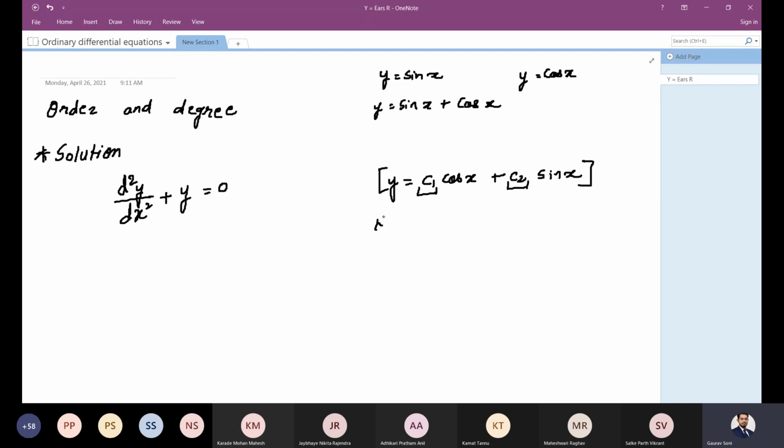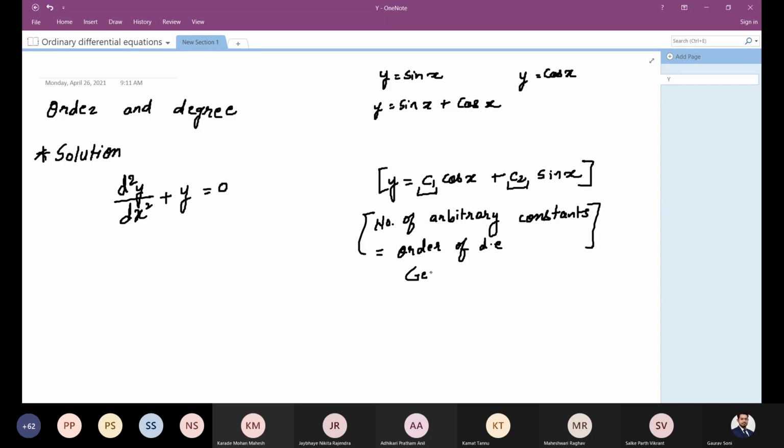So the number of arbitrary constants is equal to the order of the differential equation. If this condition is satisfied, then the solution is called the general solution. So our task is to find out the general solution. And if there are some conditions given, then I will go for the particular solution.